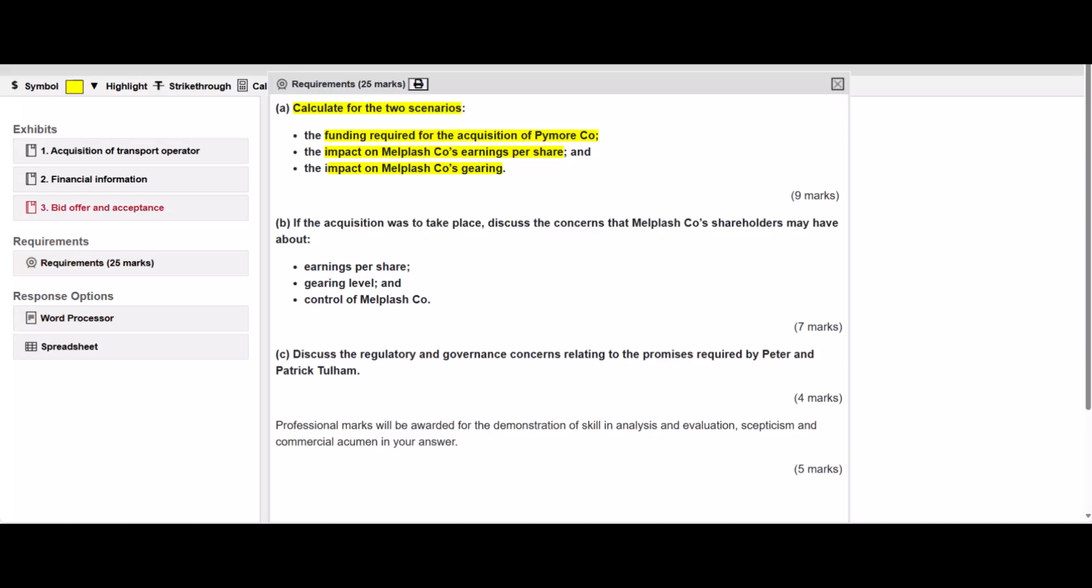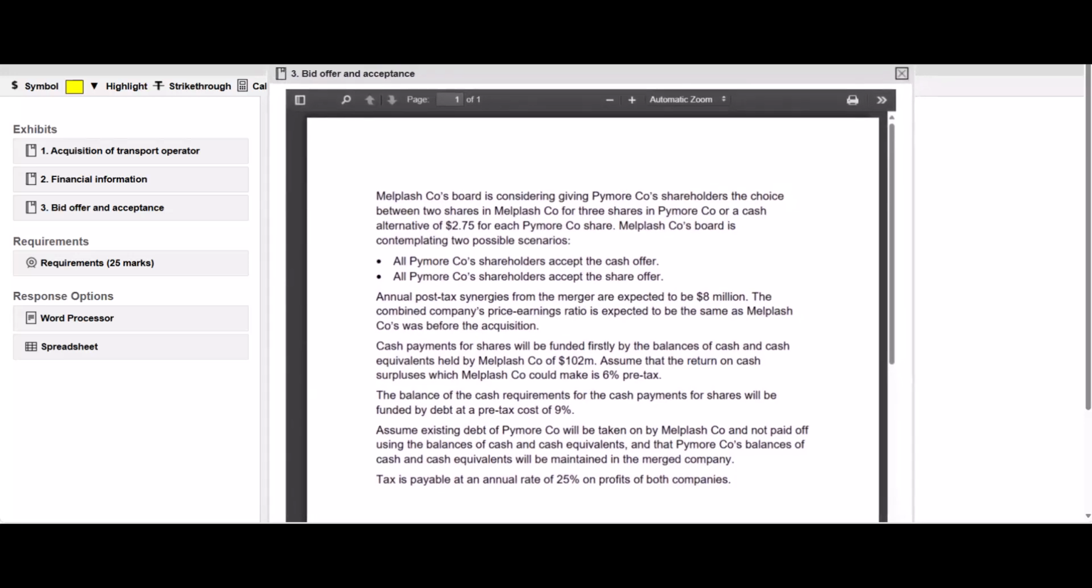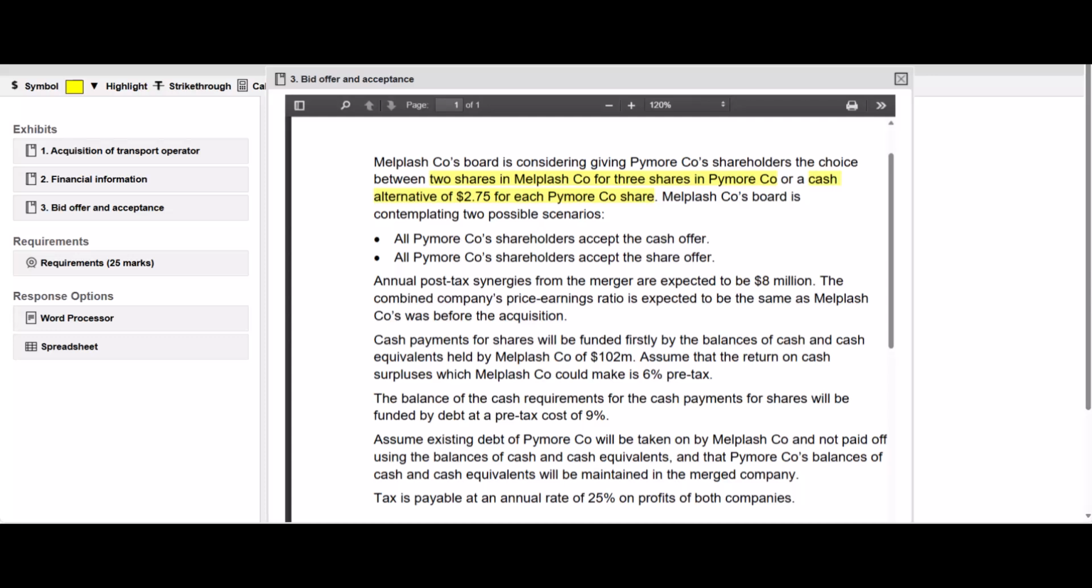So let's have a quick look at the bid offer and what's going on here. This is in Exhibit 3, so you need to read all the exhibits, of course. So they're looking at either doing a share-for-share exchange, so 2 shares in Melplash for 3 in Piemore, or a cash offer of $2.75 for each Piemore share. So when the requirement says under each of the 2 choices, that's what we're looking at. It's either a share-for-share exchange or a cash offer.